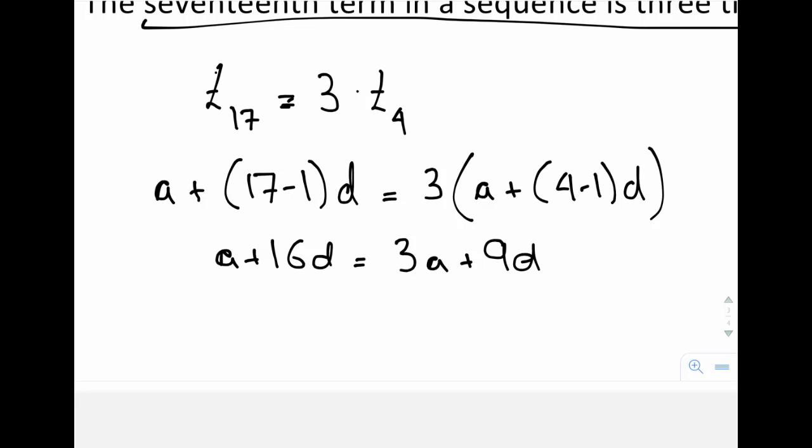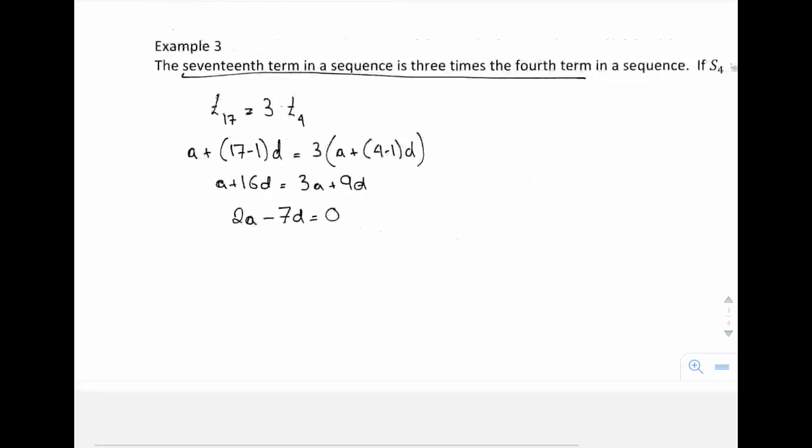And collecting all my terms together, I get 2A minus 7D equals 0. So that's my first piece of information.